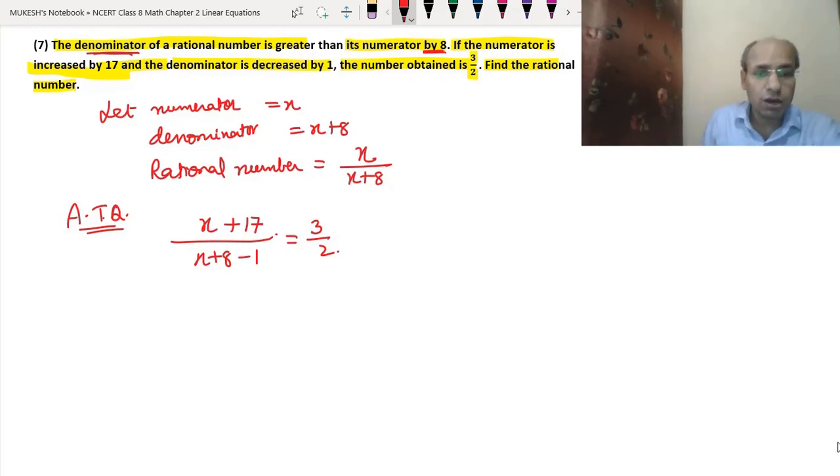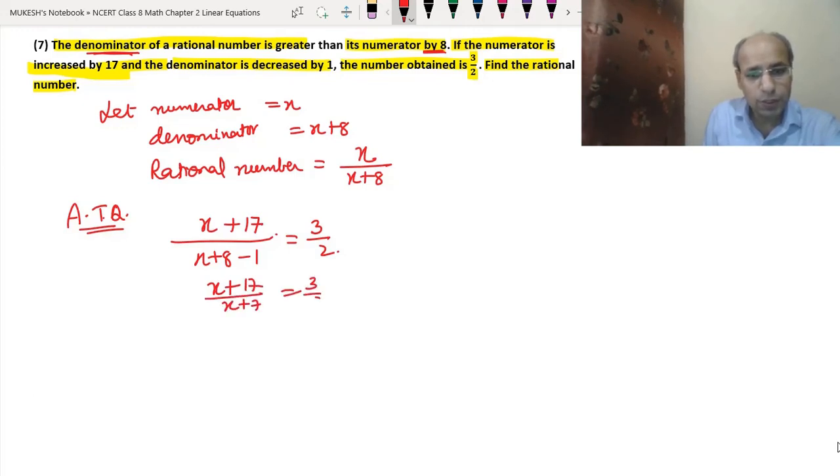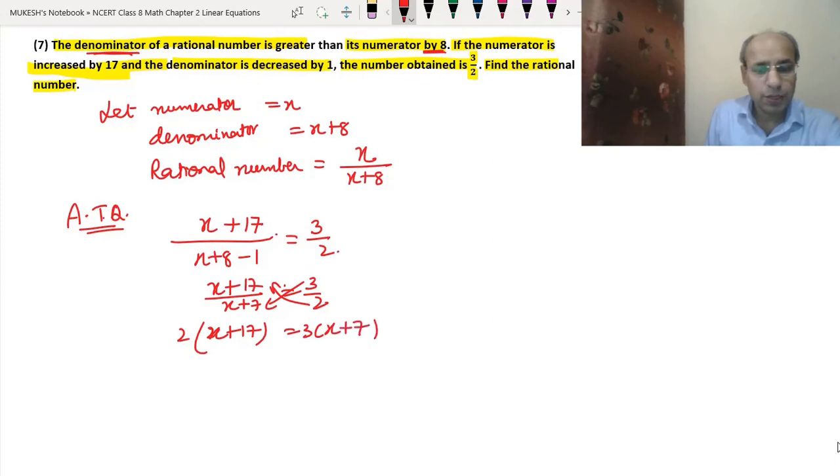Okay, so now x plus 17 upon 8 minus 1 is 7, so x plus 7, will be equal to 3 upon 2. 3 will be multiplied with this x plus 17 and 2 will be multiplied with the x plus 7. So x plus 17 multiplied with 2 and 3 multiplied with x plus 7. Just open it as we have done in the other questions. So 2 into x is 2x and 2 into 17 is 34, and 3 into x is 3x and 3 into 7 is 21.